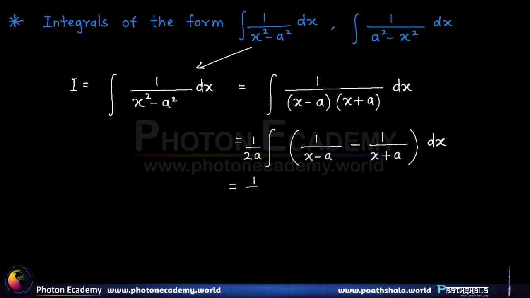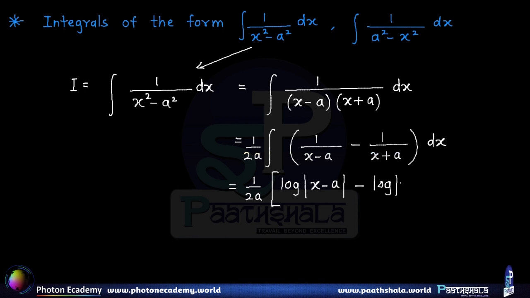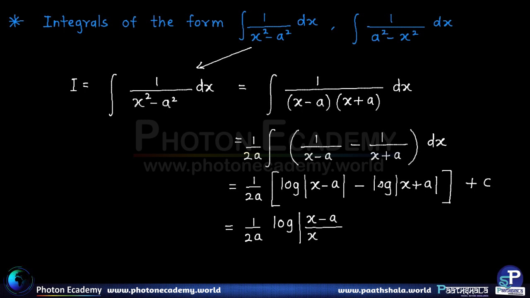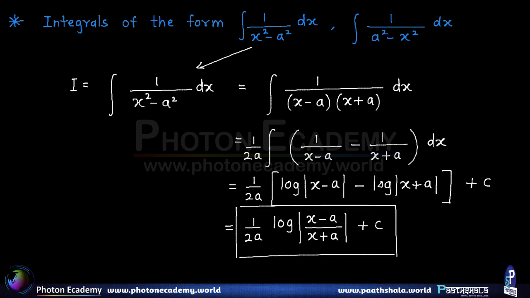The reason for doing this is now apparently clear, because now the two terms can be easily integrated. As we know, the integral of 1 upon linear term in x is nothing but log of that particular linear expression. So we get log of x minus a minus log of x plus a plus c. We can merge both logs, and since there is a subtraction of logs, we will do the division of terms inside the logs. So that is log of x minus a upon x plus a plus c. So that's the final answer of this particular integral.